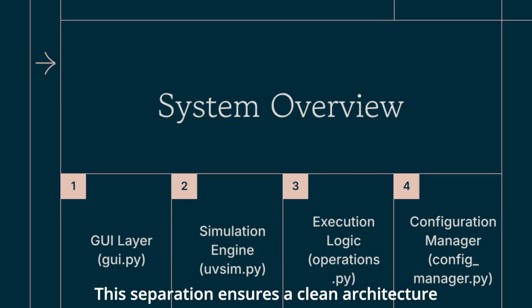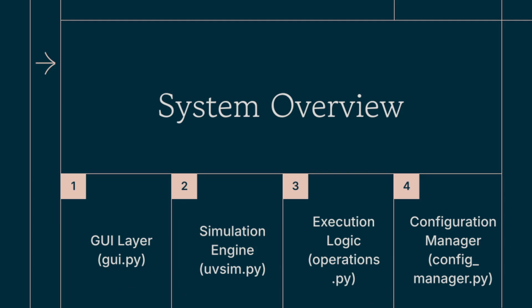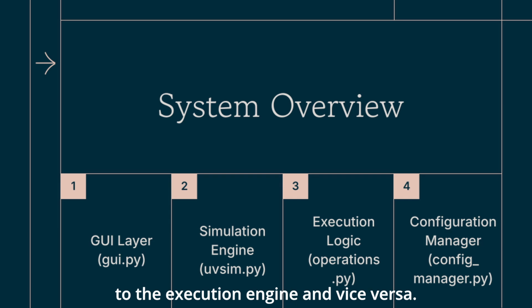This separation ensures a clean architecture with loose coupling between components. For example, changes to the GUI don't require changes to the execution engine and vice versa. This makes our system more robust and easier to maintain over time.